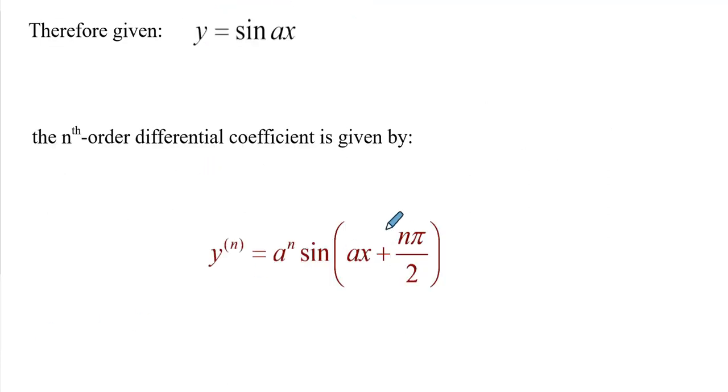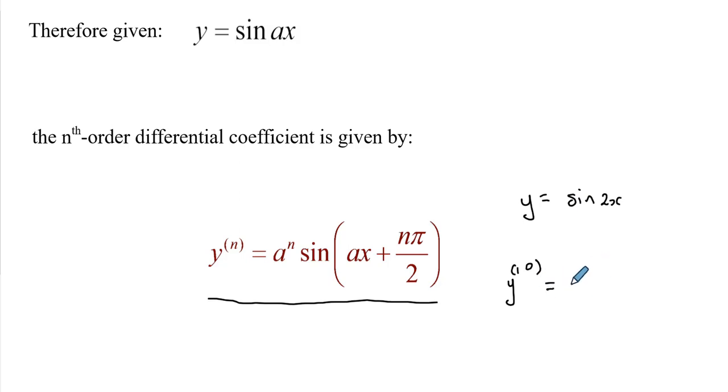So concluding, if we're given a function sine ax, then the nth order derivative will always look like this. So this takes us to a situation that if we're given, let's say, the function y is equal to sine 2x, and I need here the 10th order derivative, I'll simply take 2 to the power 10, and then have here sine 2x plus 10 times pi over 2, and then simplify that as simply 2 to the power 10 multiplied by sine 2x plus 5 pi. That will be the derivative. I hope that is understood.